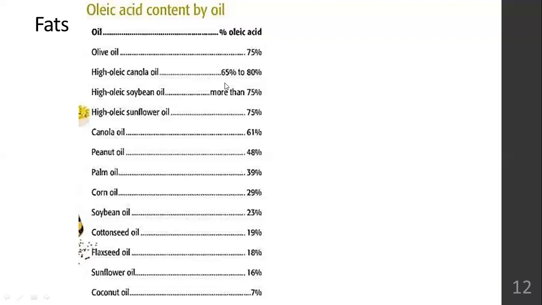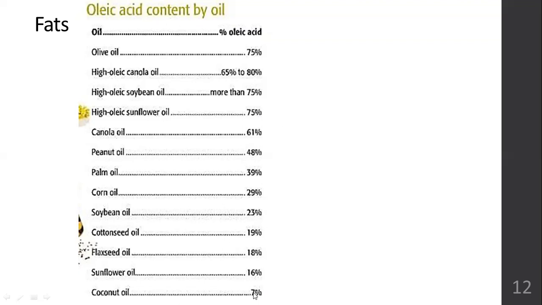Then canola oil, soybean oil, sunflower oil. High oleic acid sunflower oil is a separate type of sunflower oil that can be suggested. Coconut oil has the lowest oleic acid content. Oleic acid is a monounsaturated fatty acid.